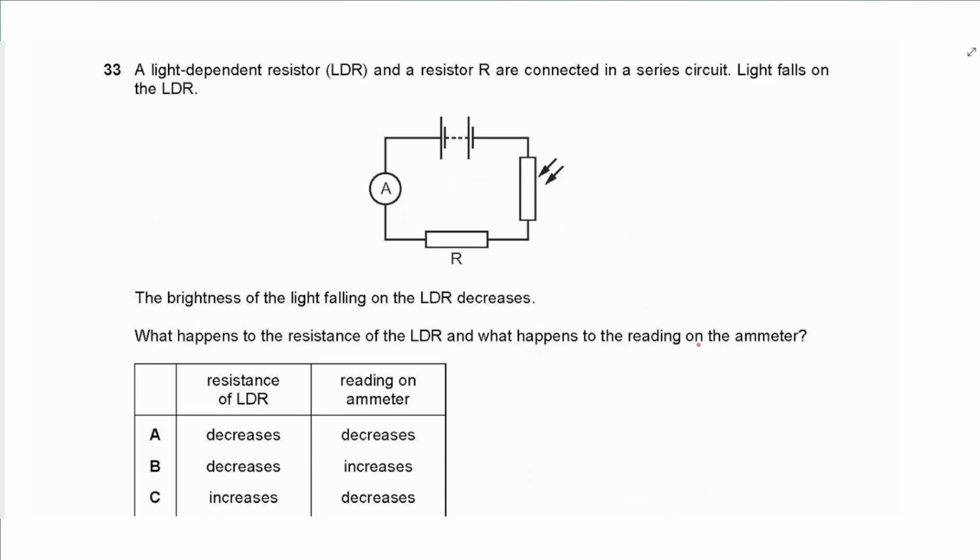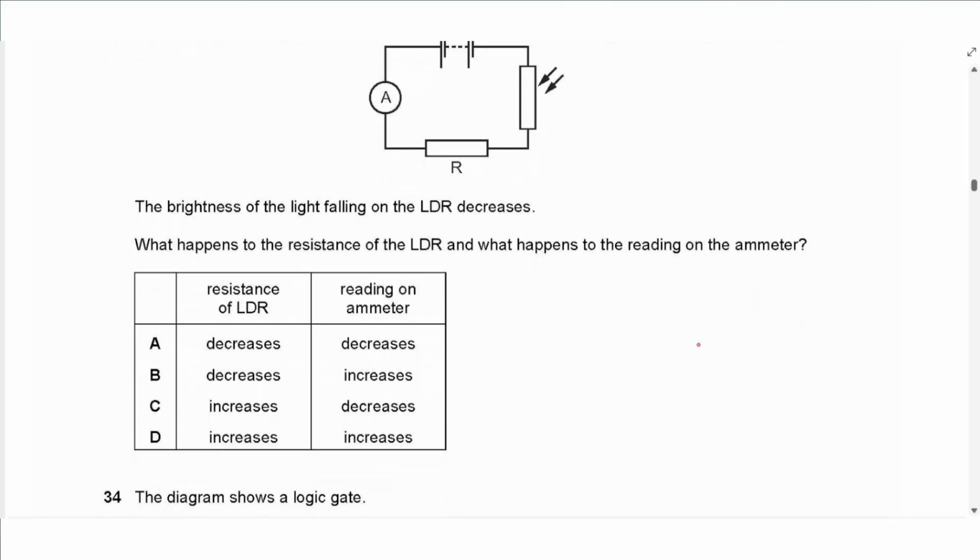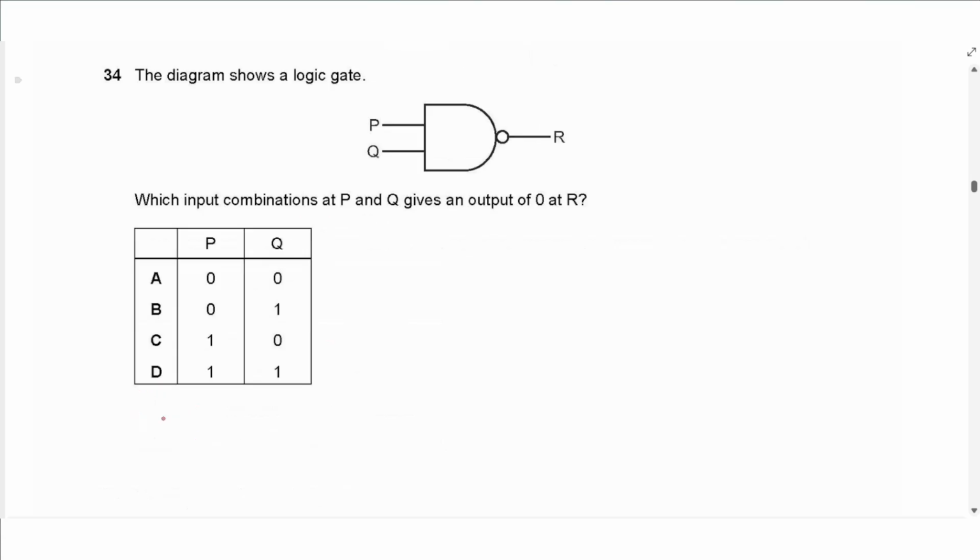Question 33 says, a light-dependent resistor LDR and the resistor R are connected in a series circuit. Light falls on the LDR. The brightness of the light falling on the LDR decreases. What happens to the resistance of the LDR and what happens to the reading on the ammeter, which is showing the current? So when light decreases, the resistance of the LDR increases. And since this is a series connection, when resistance increases, the current actually decreases. So we choose C.